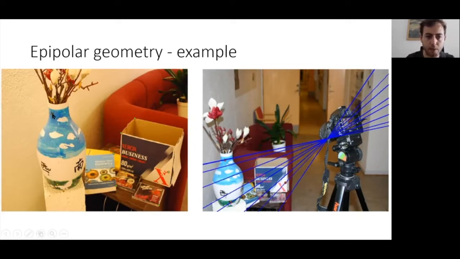The corresponding epipolar line to this point is this line. It passes through the corresponding point and also through the projection of camera 1, of the center of camera 1. And this is true for all the point correspondences. The corresponding epipolar line passes through the corresponding point and through the projection of the center of camera 1.